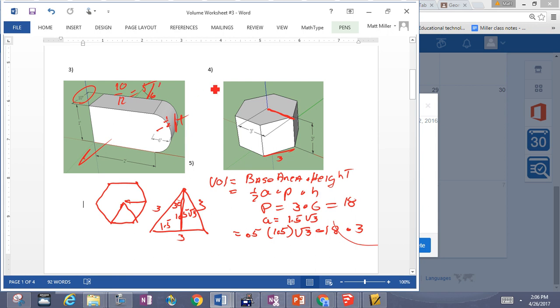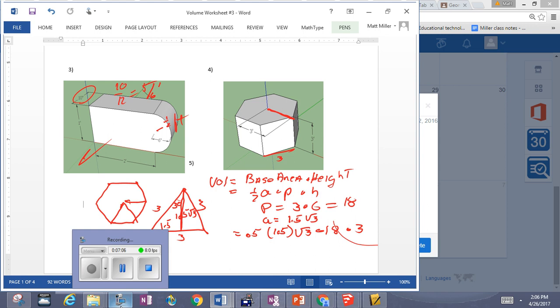So you need to think about these. They are problems you should be able to do, and you need to do. So get them done.